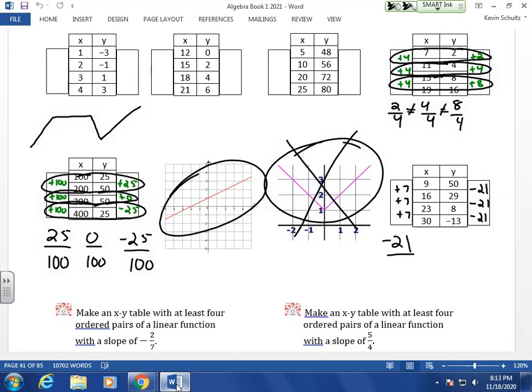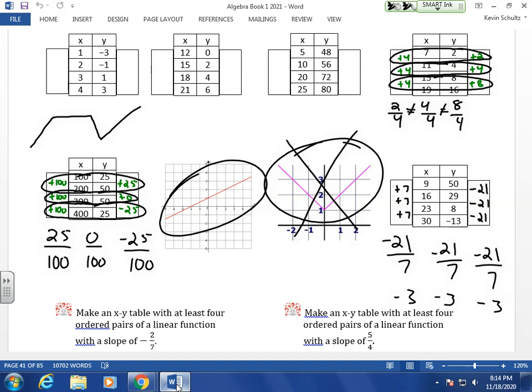All three of these have a change of y of negative 21 and a change in x of positive 7, which we could simplify down to be negative 3 if we wanted to. Okay, but that is a linear function, folks. The change in y over change in x is consistent. It is constant. It's the same. And we have ourselves a straight line if we were to graph that.